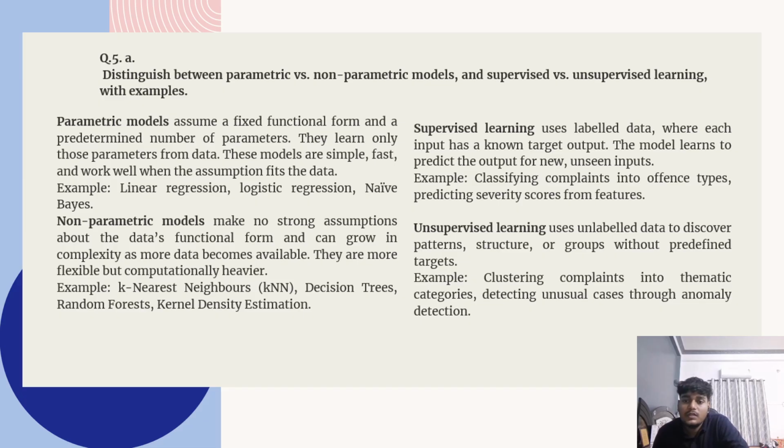Supervised learning uses labeled data where each input has a known target output. The model learns to predict the output for new unseen inputs. Example: classifying into offense types, predicting severity scores from features. Unsupervised learning uses unlabeled data to discover patterns, structure or groups without predefined targets. Example: clustering complaints into thematic categories, detecting unusual cases through anomaly detection.